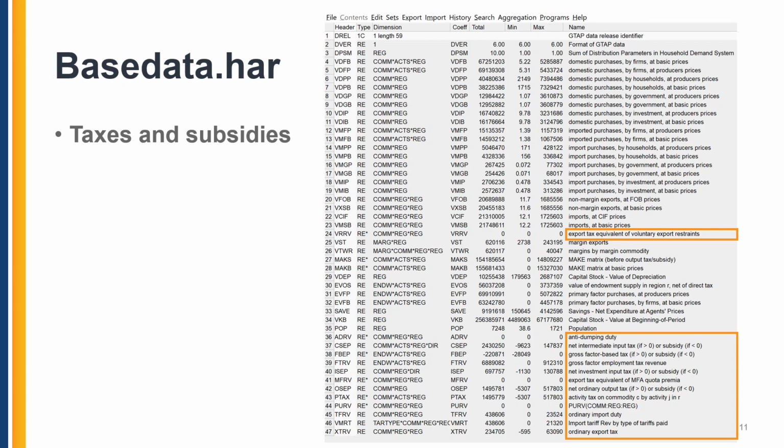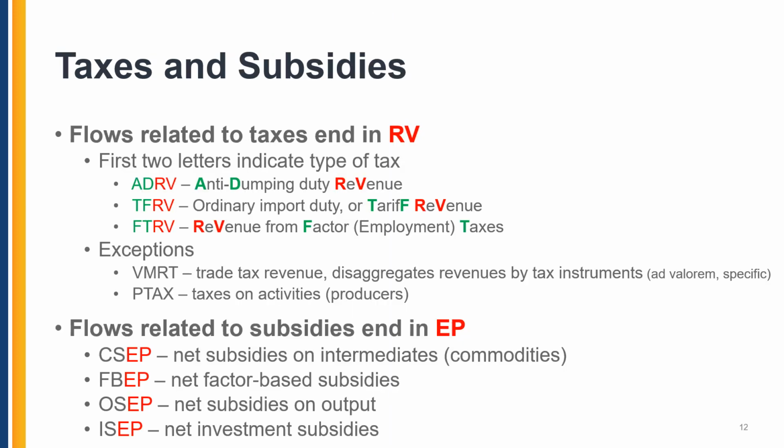Let's now turn to taxes and subsidies in the database. Coefficients related to taxes end in the letters RV to indicate that this is a revenue, while the first 2 letters provide some helpful indication about the type of tax. For example, revenue from anti-dumping duties are contained in the coefficient named ADRV. The RV tells us it's a tax, and the AD helps identify that it's an anti-dumping tax.